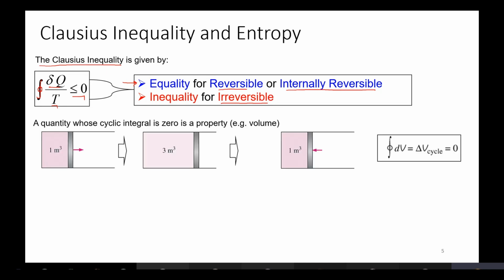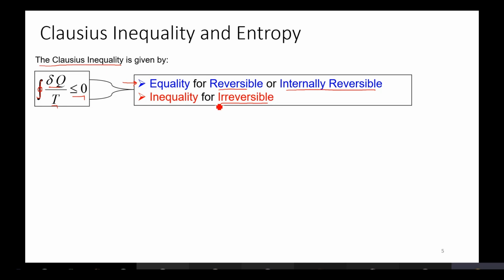Now we will consider only the case where something, let's say dx or dy, whatever, is equal to 0. We are considering the equality part. Now let's say I have two states. One is where I have volume V1, other is where I have volume V2.